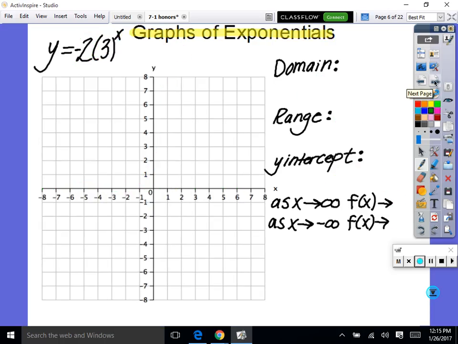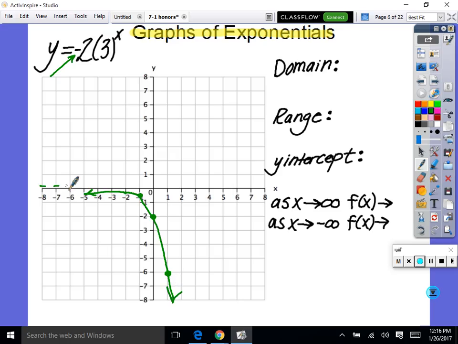Okay, let's do this one. So isn't this going to be a reflection over the x-axis? Okay, so let's plug in 0, we get -2, correct? Let's plug in 1. That'll be -6. Let's plug in -1. That's going to be positive. Wait, what is it going to be? Negative 2/3, you're right. You just flip it, right? So it's just going to keep getting closer and closer, but it's still not going to cross.